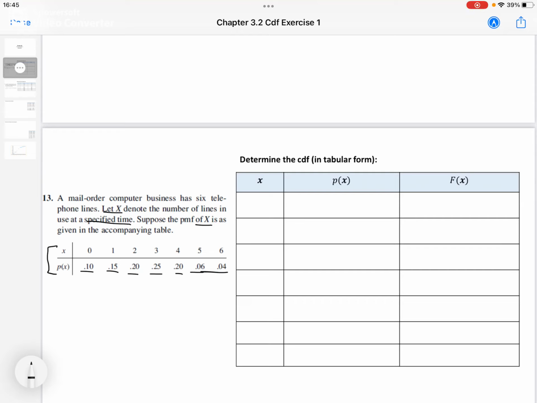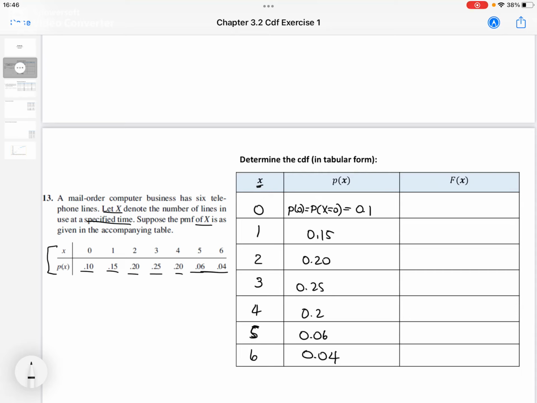So how can we define our CDF of a random variable X using a table? We start with drawing a table where the first column is the possible values for our random variable X, denoted by small letter x: 0, 1, 2, 3, 4, 5, and 6. And we have the probabilities: P0, the probability that X is equal to 0, is 0.1. P1 is 0.15. P2 is 0.2. P3 is 0.25. P4, 0.2. P5, 0.06. And P6 equal to 0.04.